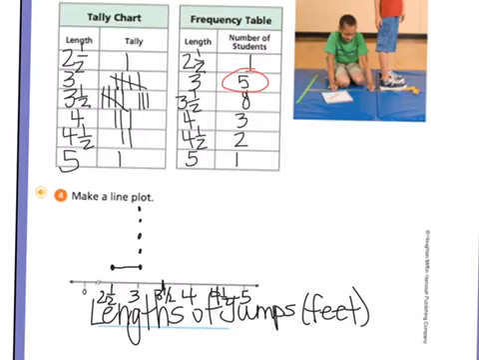And then if you look at how many kids jumped 3.5 feet, it's 8 kids. So 1, 2, 3, 4, 5, 6, 7, 8. And if we go back here and we look at how many kids jumped 4 feet, it is 3 kids, so 1, 2, 3. How many kids jumped 4.5 feet? Looks like 2, 1, 2, and 1 student jumped 5 feet. So this is what our line plot would look like for this particular data.